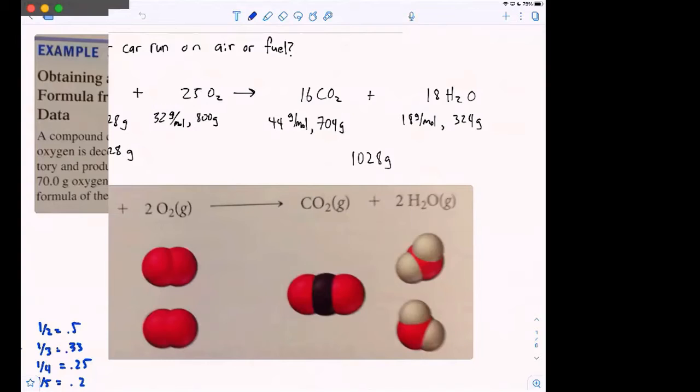The chemical reaction happens and is indicated by the arrow. So we have reactants, and now we have products. And the products, we have 704 grams of carbon dioxide and 324 grams of water. Add those up and you get 1,028 grams. So we have 1,028 grams of reactants and 1,028 grams of products. So you can see matter is conserved.